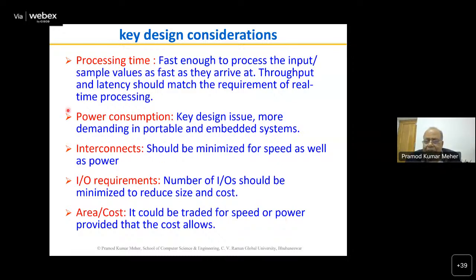So, can we give a break after 5 minutes?